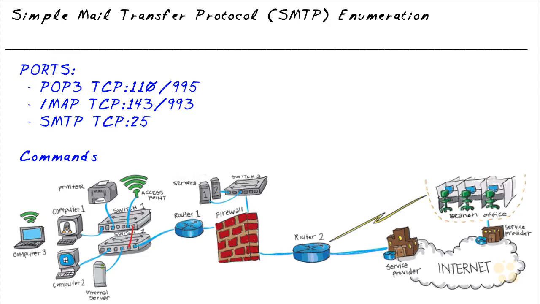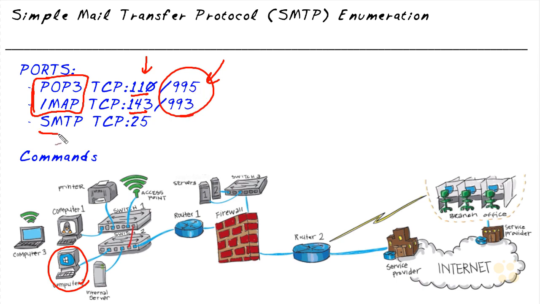Let's start off by taking a look at some of the ports that are associated with email. For clients like Bob right here at this computer that's requesting emails from an email server, he's likely to be using either POP3 or IMAP. And the default ports for that are 110 and 143 respectively if it's plain text, or if they're using encryption services, it'd be 995 and 993 respectively. Now for outbound email, the protocol is SMTP, the Simple Mail Transfer Protocol, and that's TCP port 25.